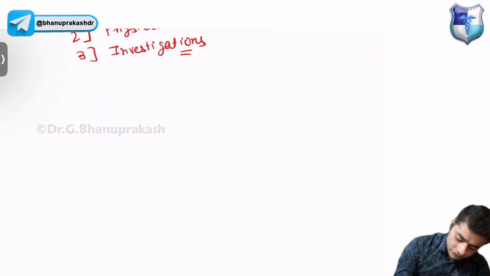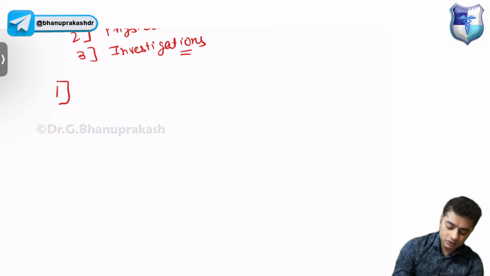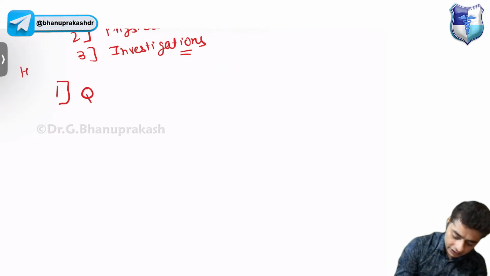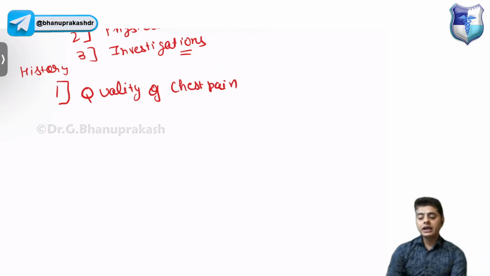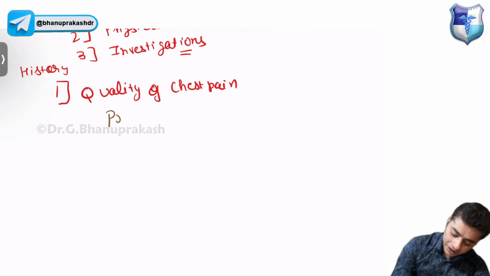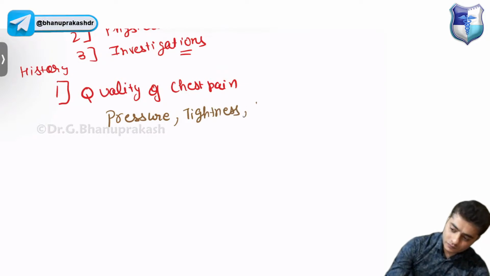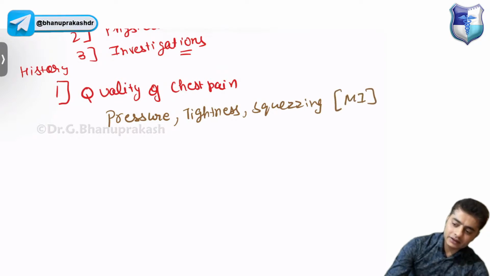In history, first we will see the quality of chest pain. What will we see in history? First, history: quality of chest pain. What do you mean by quality? If the pain is pressure, tightening, and squeezing, which we have earlier studied, it is like an MI kind of pain. So pressure, tightness, squeezing, they are like MI kind.